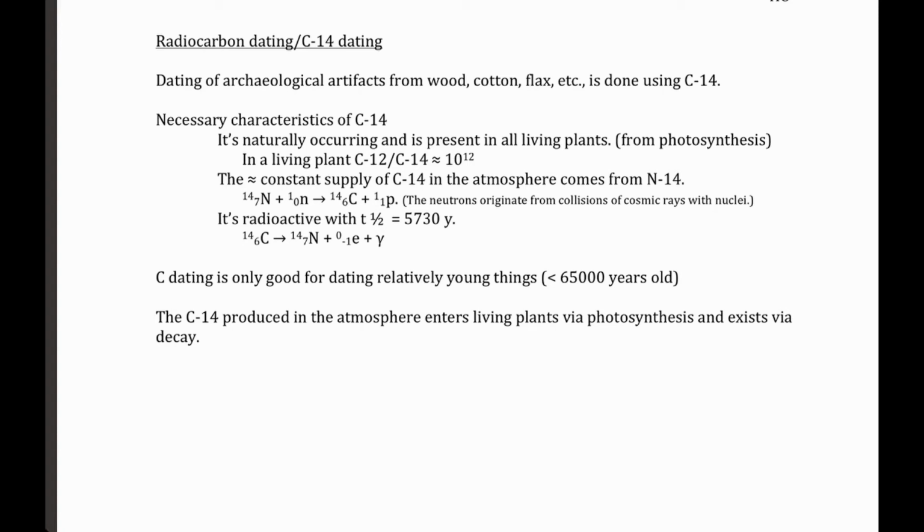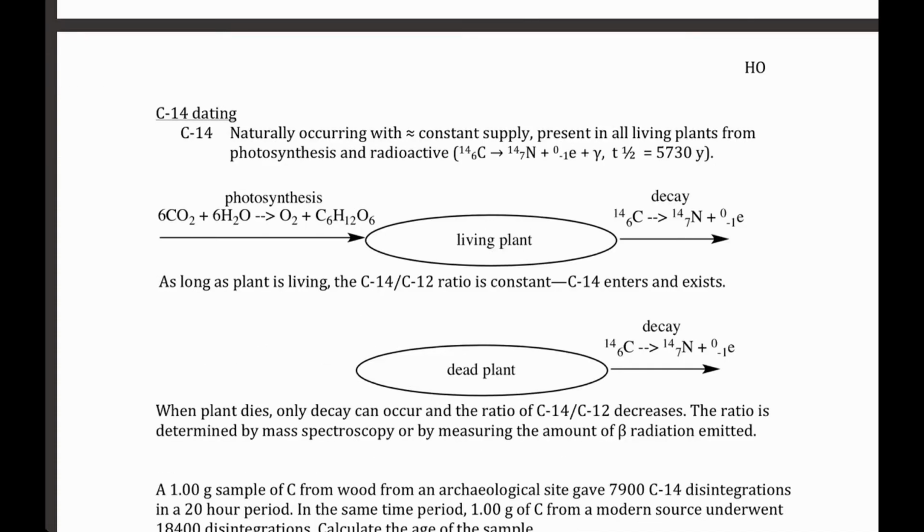And it's radioactive. Its half-life is 5730 years. And there's the process that carbon-14 undergoes to produce the beta particle. Carbon dating is good for dating relatively young things. So they have to be younger than about 65,000 years to have it be mostly accurate. The carbon-14 produced in the atmosphere enters living plants via photosynthesis, and it exits via decay. Alrighty, so some pictures showing that.